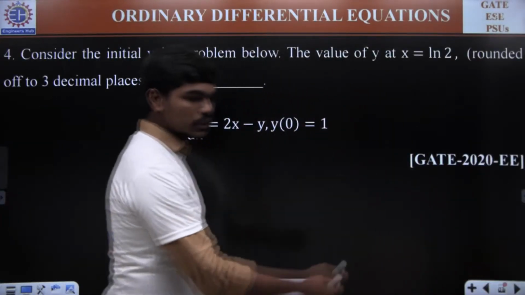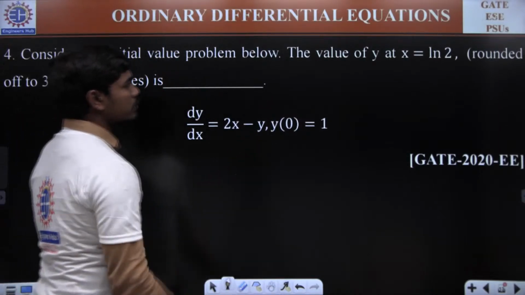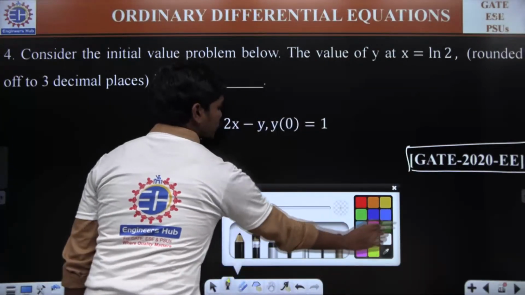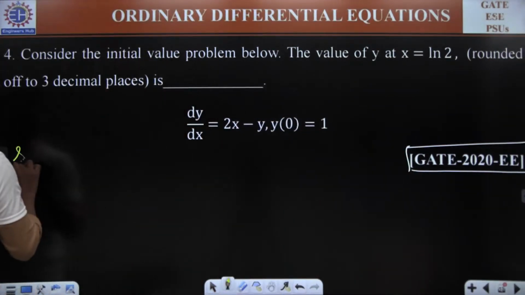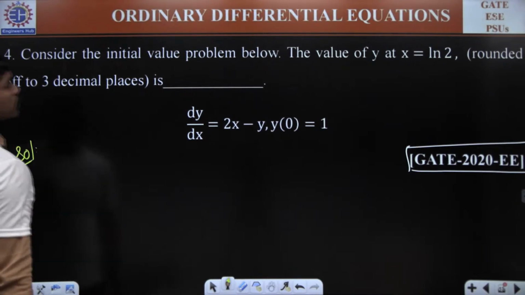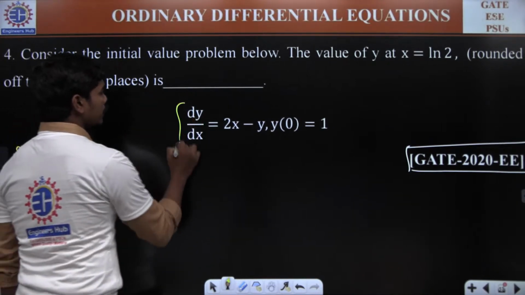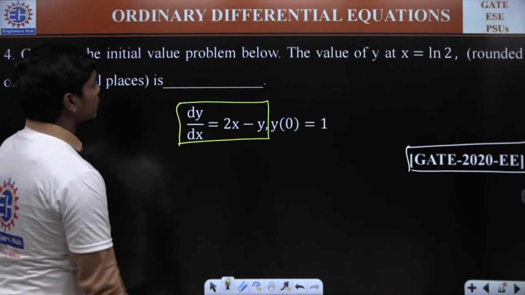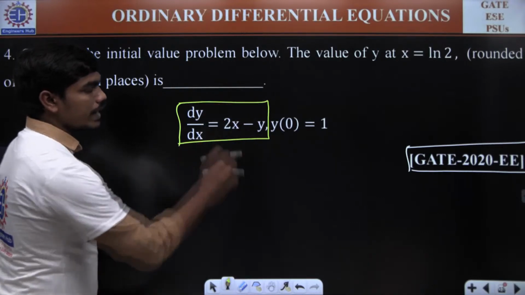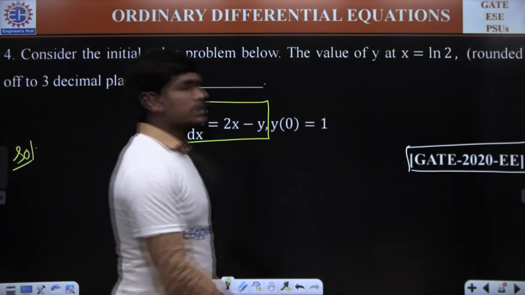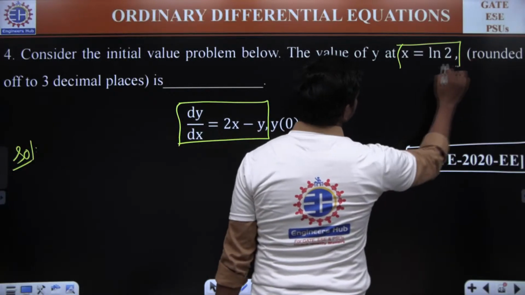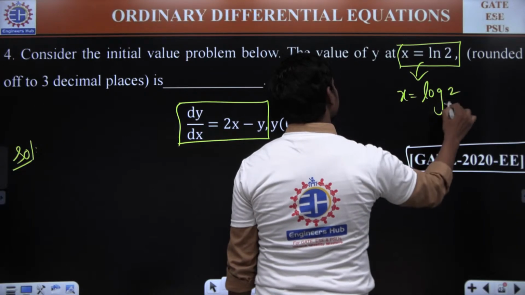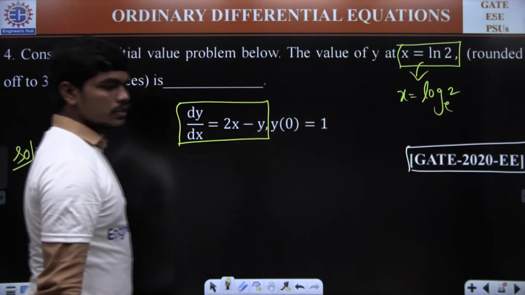Okay, so please try to solve this. I think this was asked in GATE 2020, I mean this year. Consider the initial value problem below. dy by dx is equal to 2x minus y, and y of 0 is equal to 1. Then what is the value of y at x equal to log 2 to the base e? This is the question from GATE 2020. So please try to solve this.